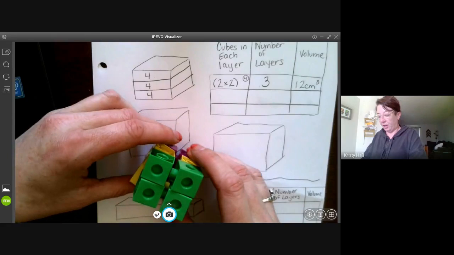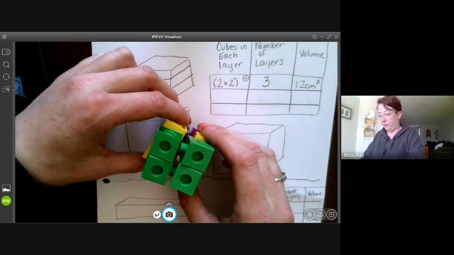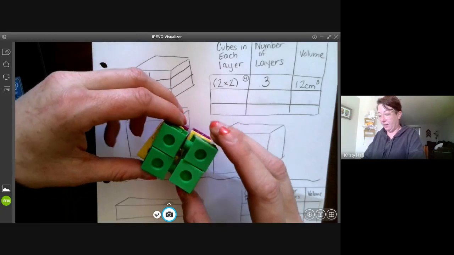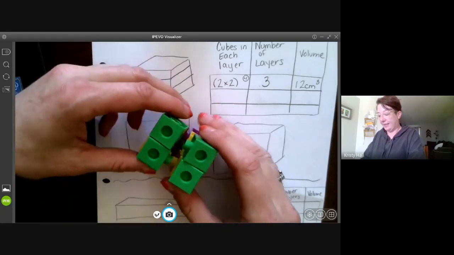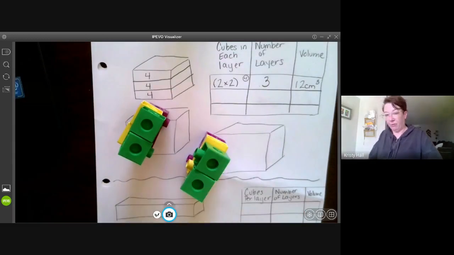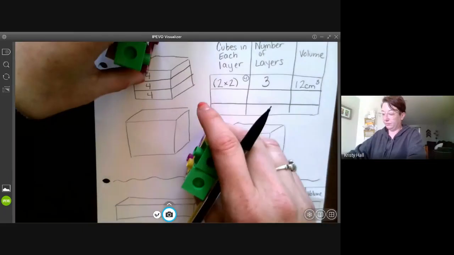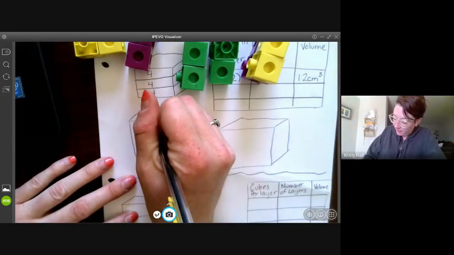And I'm going to partition it this way. I'm going to split it side to side. So if I split it side to side, I have 1 layer here and 1 layer here. So I have 2 layers. Oops. I'll draw that on this next figure.